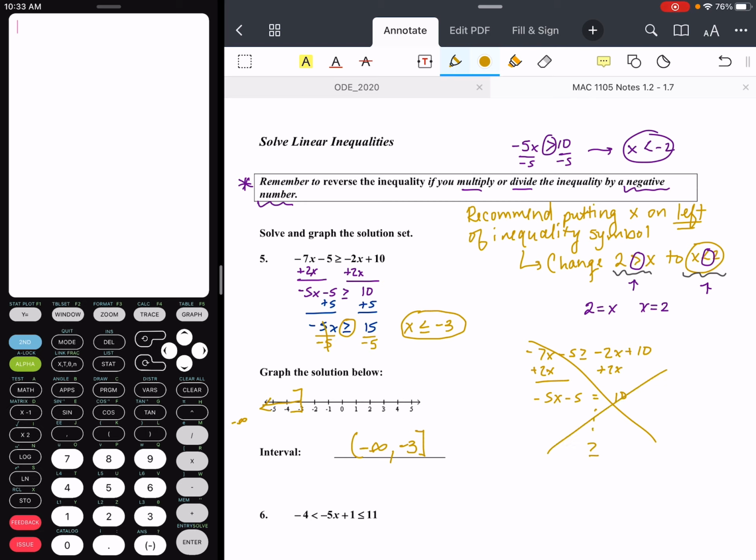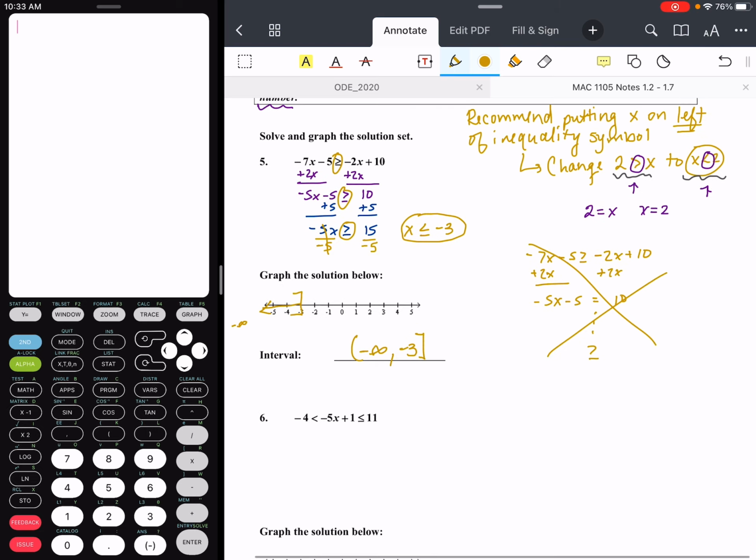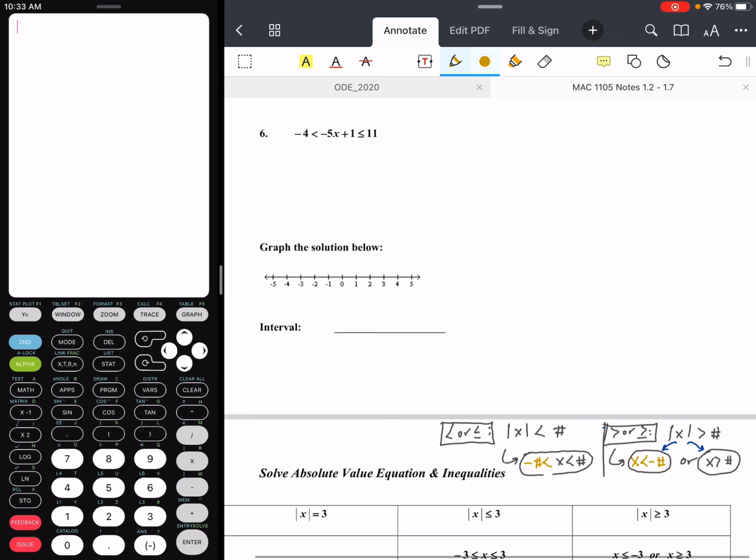So notice that as I was going through, I always wrote an inequality, whether it needed to be flipped or not. I never put an equal sign there. So don't be sloppy about that. Make sure you're writing your inequality. And then if you flip it, make sure to flip it as soon as you need to. So just keep an eye on that.